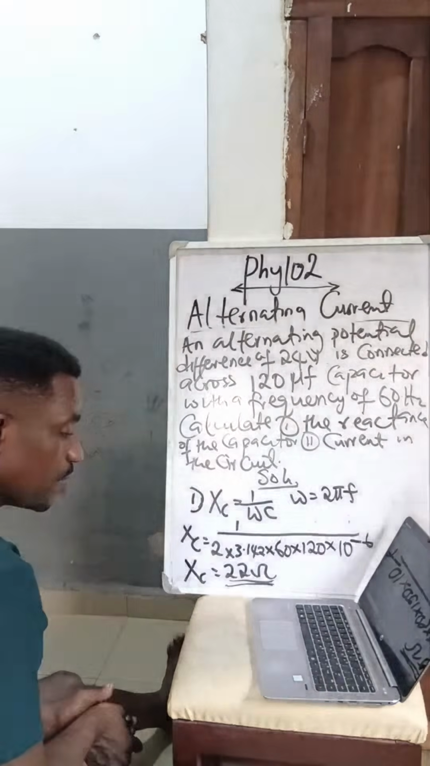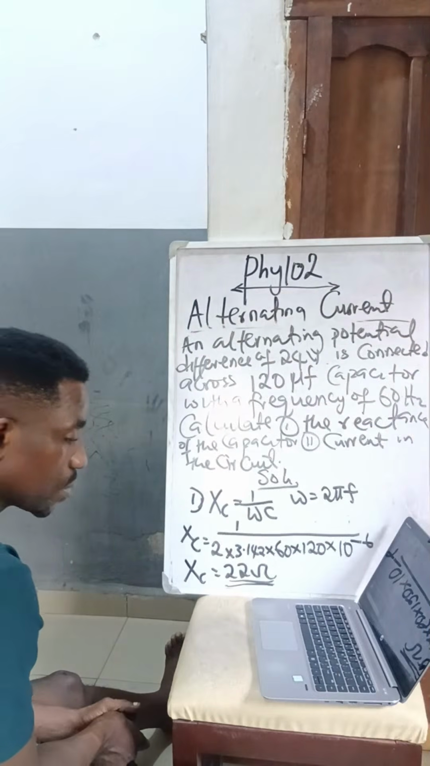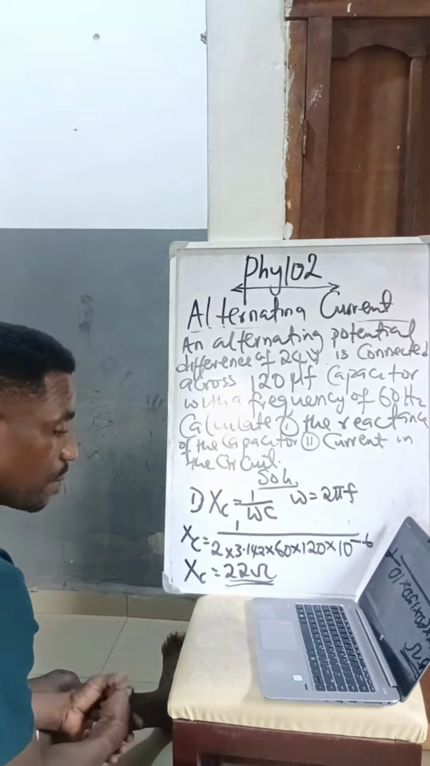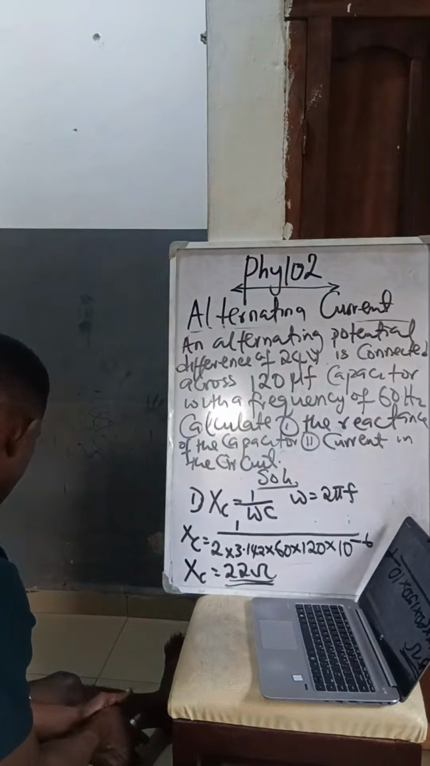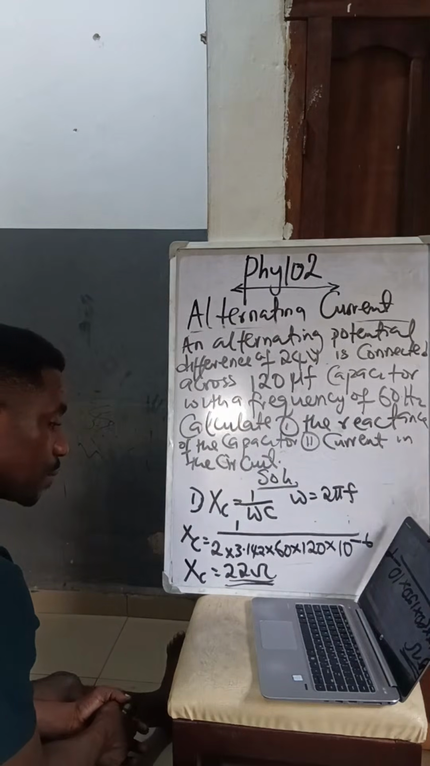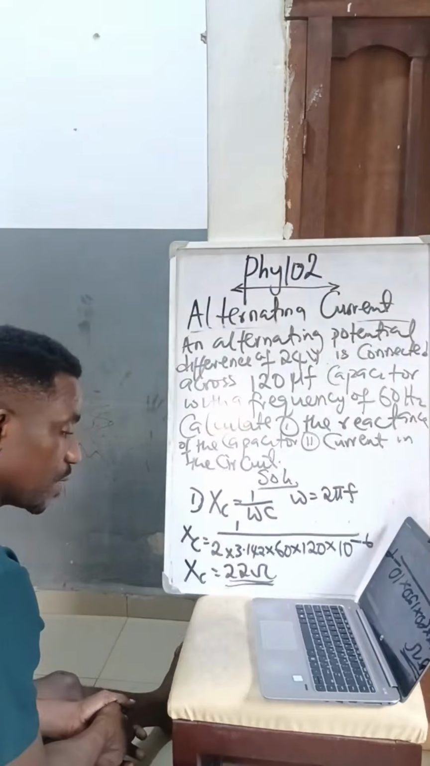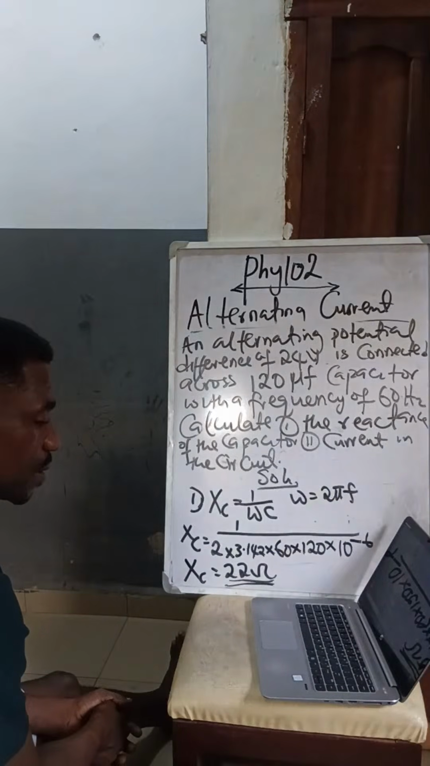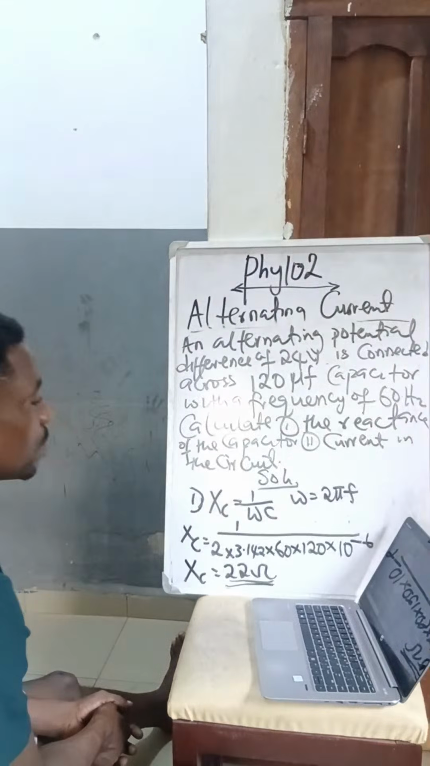Yes, Desire, you are very correct. 22 ohms. Okay, and the current is 1.08 ampere. Desire, you are very correct. You got it. Okay, that is sharp, sharp.